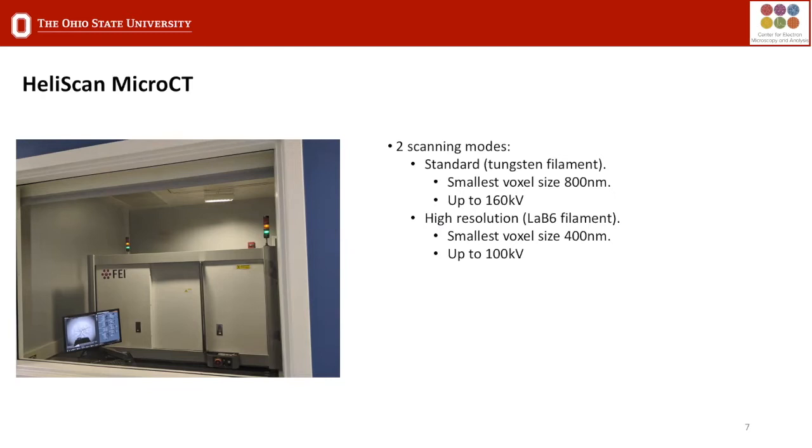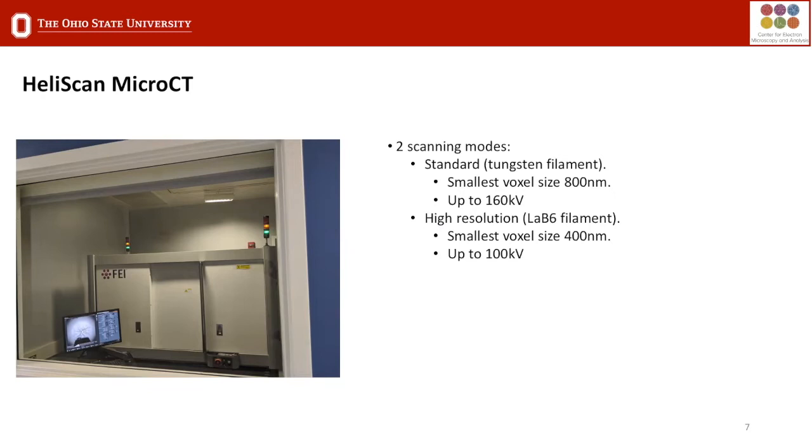The other mode is the high resolution, low flux mode using a LaB6 filament. The smallest achievable voxel size in this mode is 400 nanometers. And in this mode, the maximum tube voltage is 100 kilovolts. This mode is good if you want to image smaller samples and want to achieve a very small voxel size. Achieving these small voxel sizes is dependent on your sample geometry, and you need to have a very small sample, say around 1 to 2 millimeters in diameter or smaller.